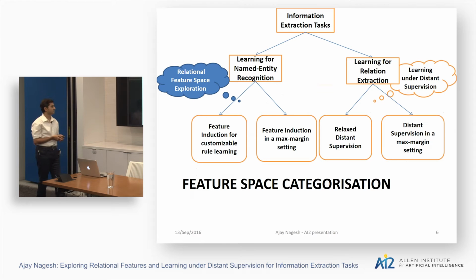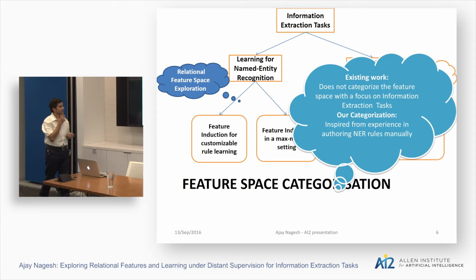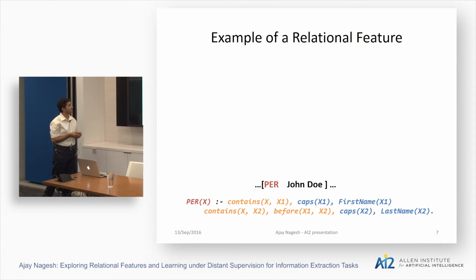So, what is feature space categorization? Why is it necessary? Existing work in feature induction does not have too much of a focus on information extraction tasks. So, our categorization is inspired from how one authors NER rules manually. So, let us see an example of a relational feature. Our examples are encoded in a first order logic kind of setting.